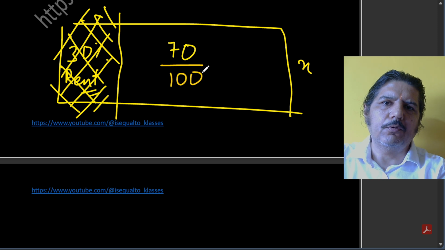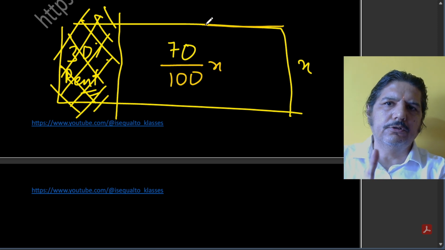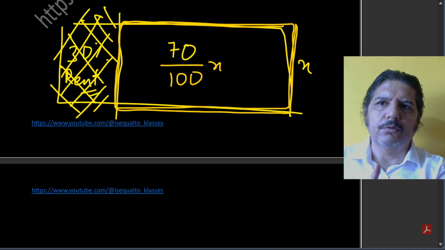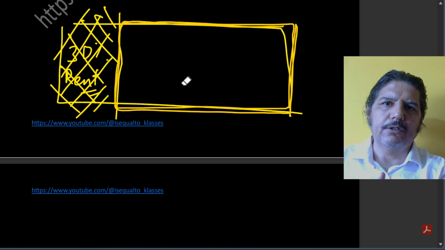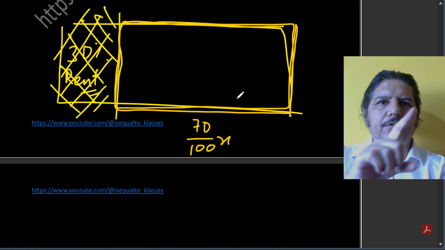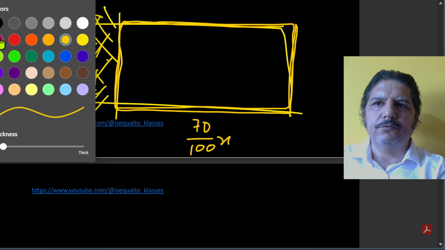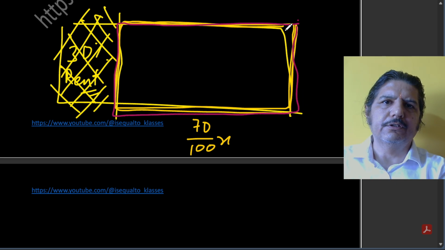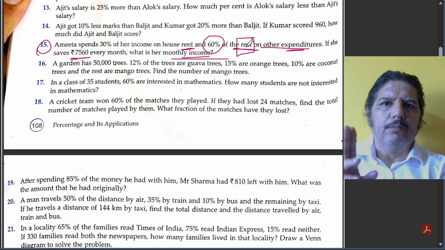70 upon 100x. Now just focus on this amount. Let me remove this also, and let me write this 70 upon 100x here. Now we'll be focusing only on this 70 upon 100x, because this is the amount which is left after she has paid the rent.